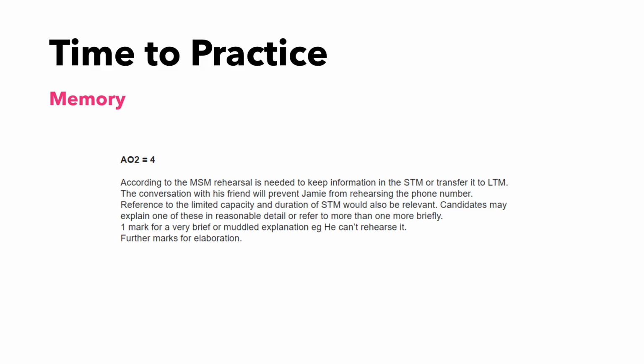Okay, so here is the mark scheme. There is reference to having to rehearse the information to keep information in short-term memory and then transfer it to long-term memory. And then you need to say why Jamie was unable to do this. And then the second AO1 point I would have mentioned is the capacity of the short-term memory being 7 plus or minus 2, and then reference to Jamie phoning the doctors and the doctor's number likely being longer than 7 or 9 digits if he's phoning a landline.